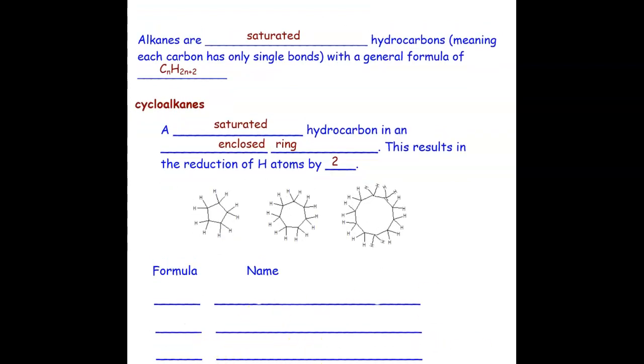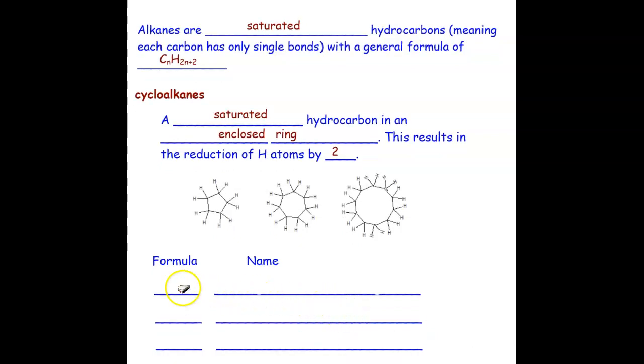Take a look at their formulas and names. The first one, if we count, has 5 carbon atoms. In this representation, the intersection is the carbon atom. We also have 10 hydrogen atoms. So the formula is C5H10 and the name is cyclopentane. If you recall, straight chain pentane is C5H12.